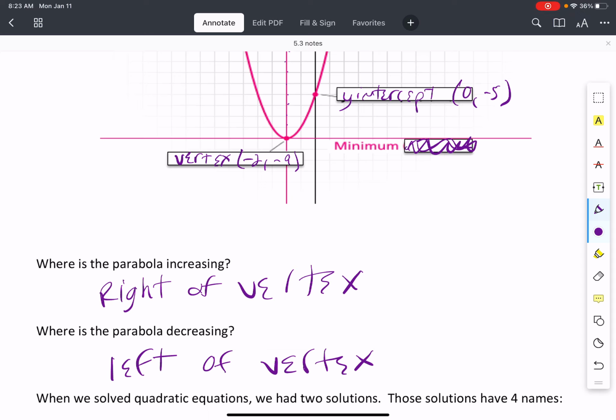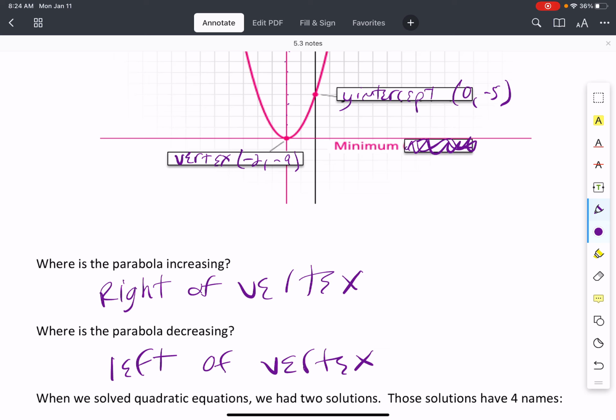Here's the last vocab word for today, all right? Well, vocab words. When we solved equations, we had 2 solutions. Okay, when I was solving equations over the last few months, what was the first thing that I always had to make sure when I solved an equation? X equals 0? One side equals 0, right?